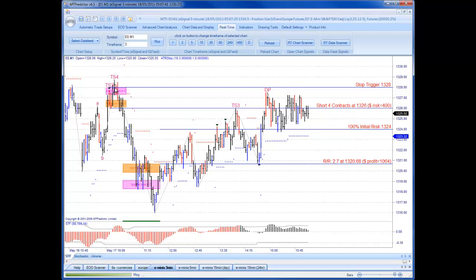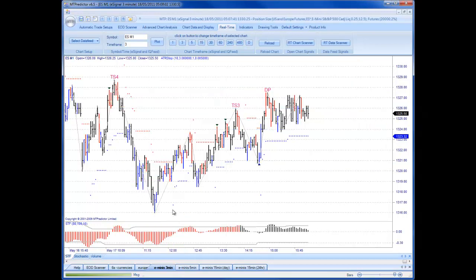So that would have been a -1R loss. So we'll just note down -1. All of these are going to be valid because they're in the direction of the STF. So in this case it's red all the way along here, so we're only looking for sells. So that was valid, and as such -1R loss.